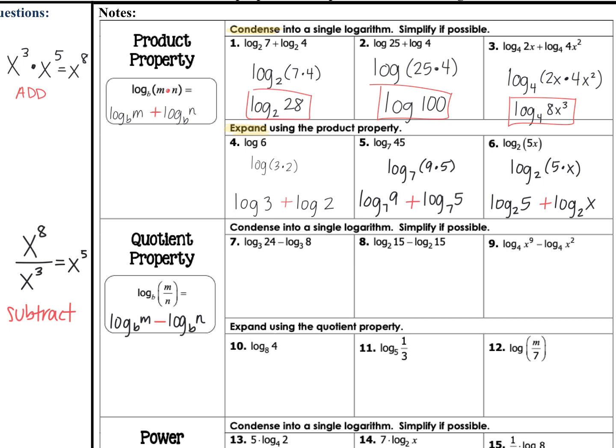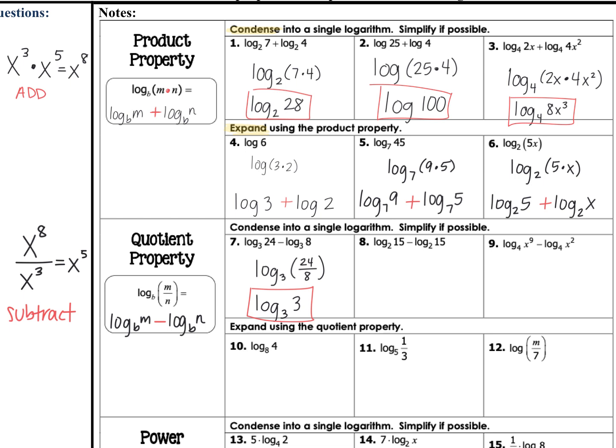Okay, so we're going to first rewrite this just with division. I see subtraction, so I condense it back together with division. So log base 3 of 24 divided by 8. And then obviously that can simplify. What's 24 divided by 8? 3, so it's log base 3 of 3.